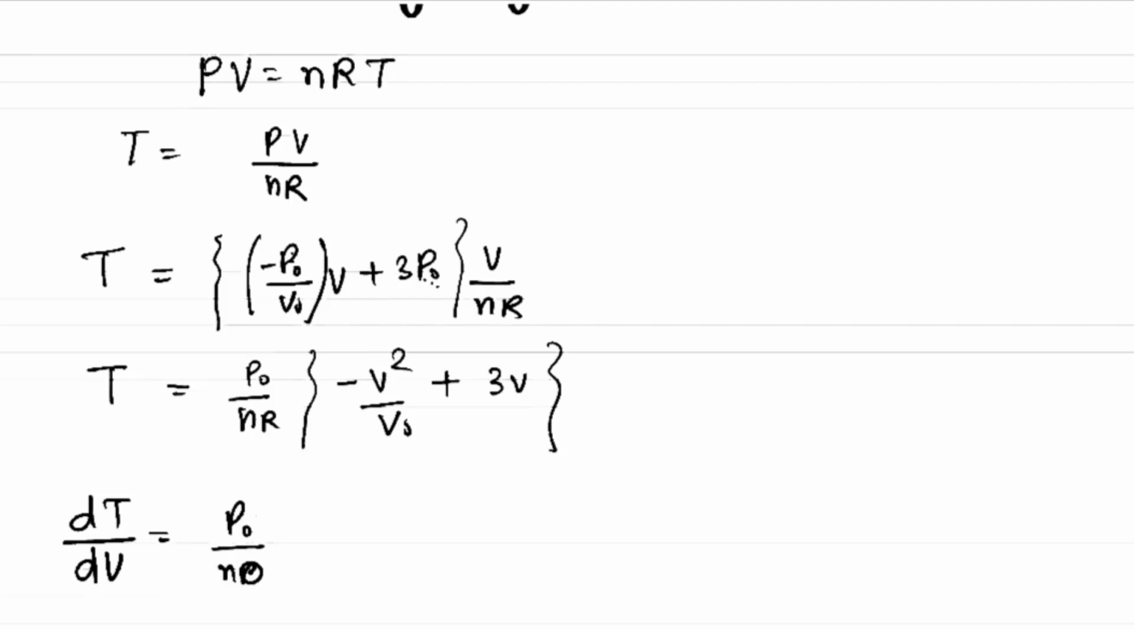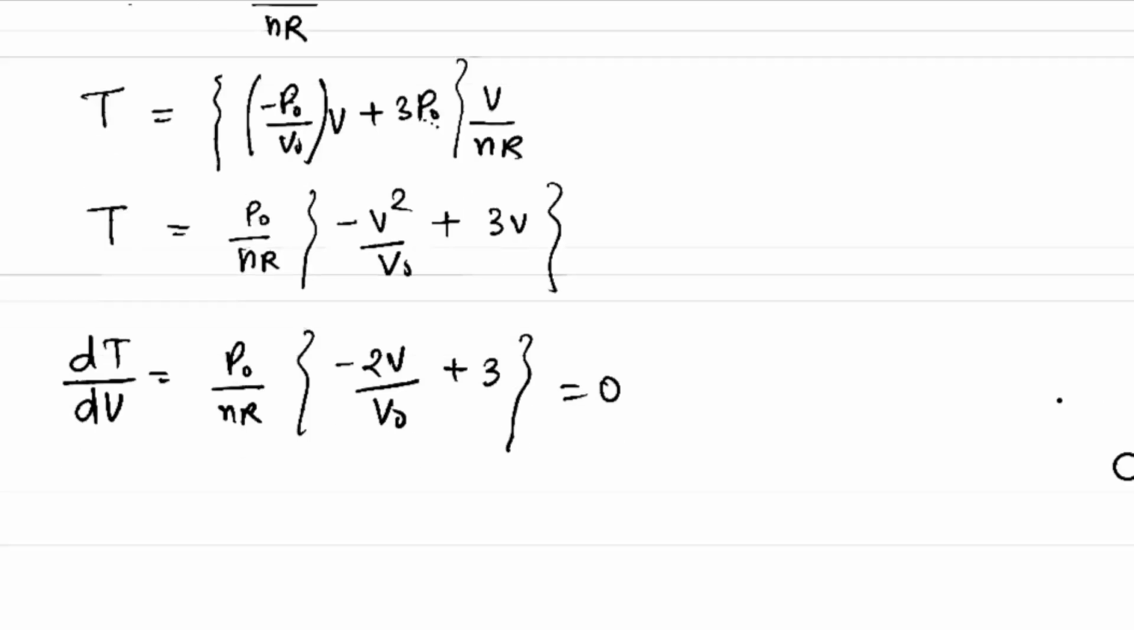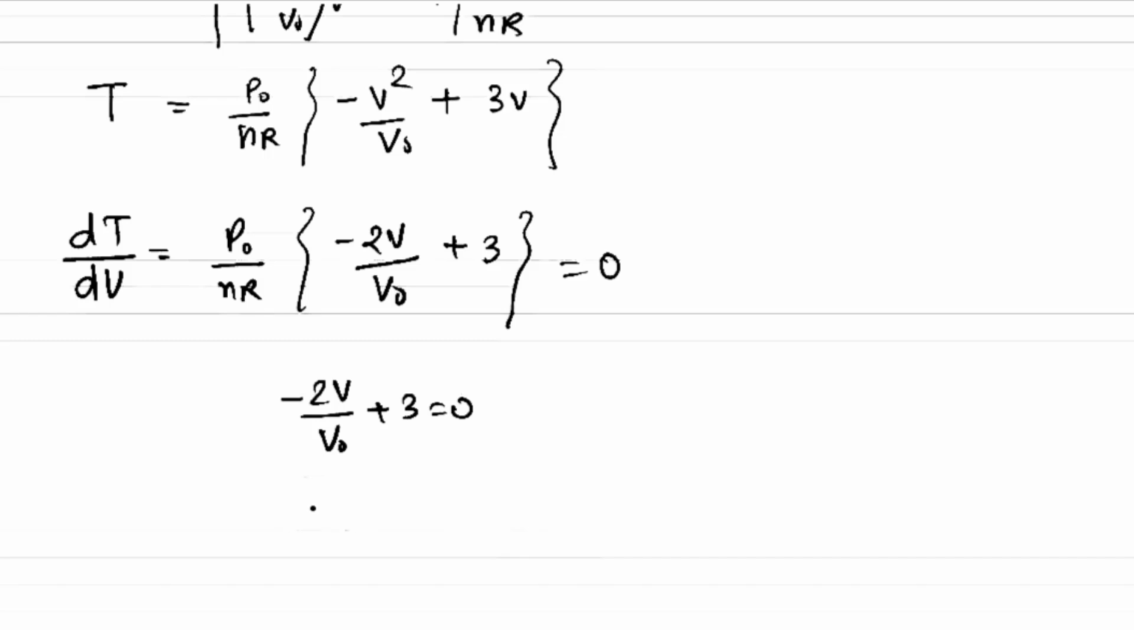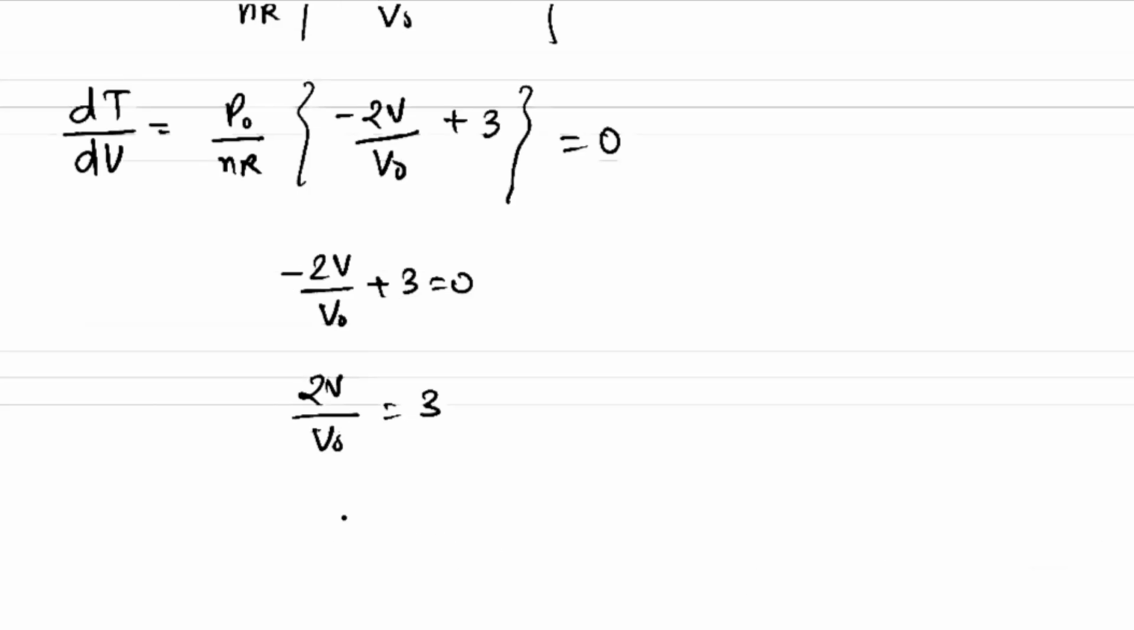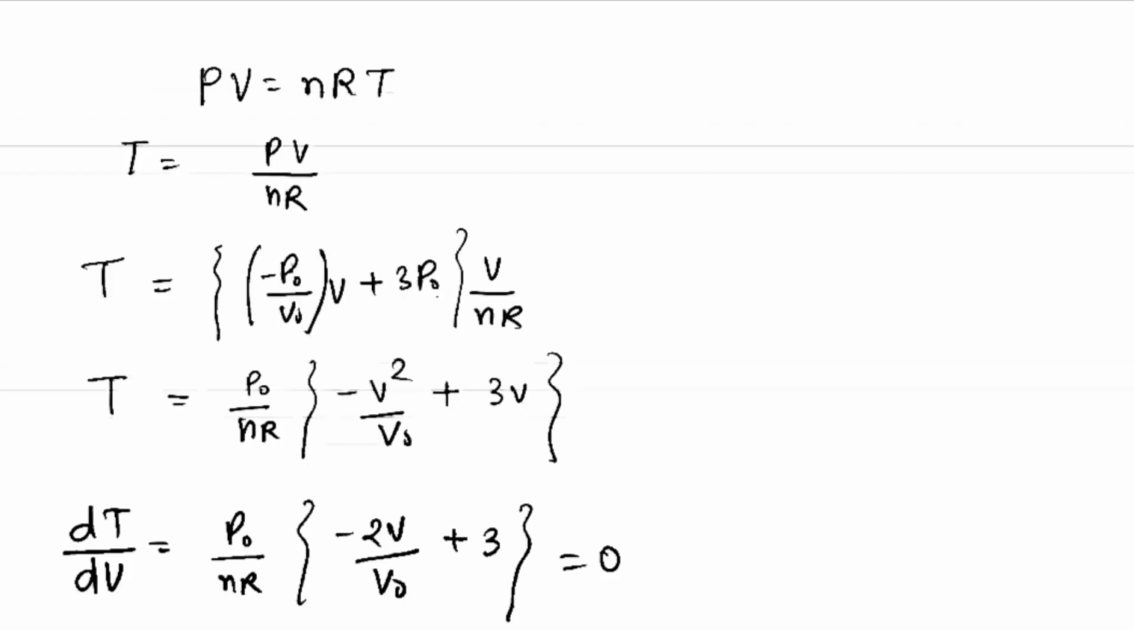So minus 2V by V naught. Simple. And plus 3 will be equal to 0. Simple. So you will get the value of V in terms of V naught here. I will make plus 3 equal to 0. So I will write 2V by V naught equals 3. So from here you will get V equals 3 V naught by 2. Now you got the volume at which the temperature will be the maximum.